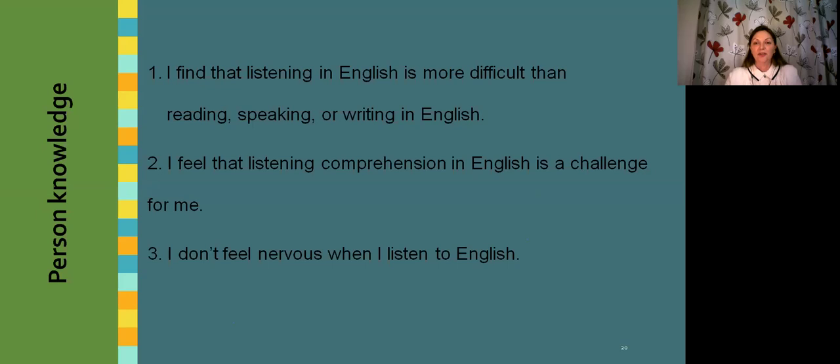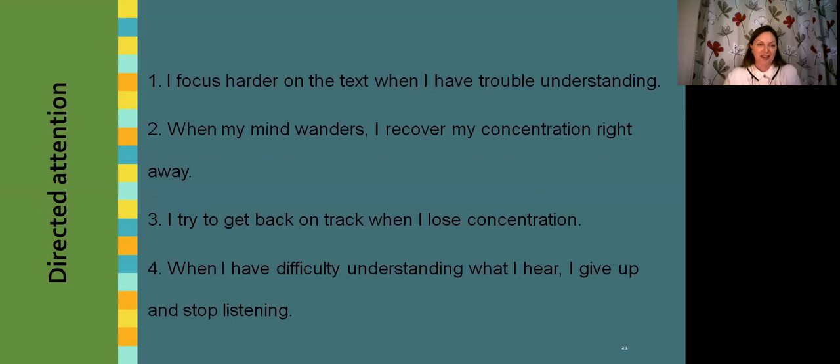That's how our students can see that other listeners also struggle sometimes. Directed attention. I focus harder on the text when I have trouble understanding. When my mind wanders, I recover my concentration right away. I try to get back on track when I lose concentration. When I have difficulty understanding what I hear, I give up and stop listening. In my research, number 4 appeared a couple of times. They just give up and stop listening when the difficulty comes.